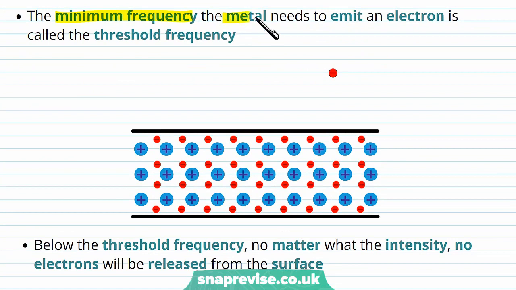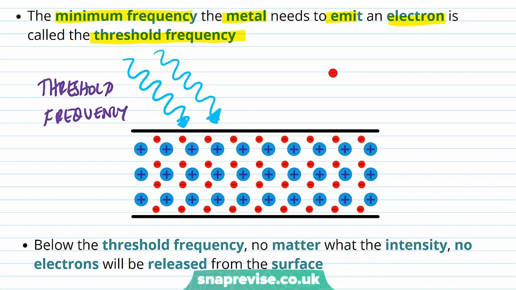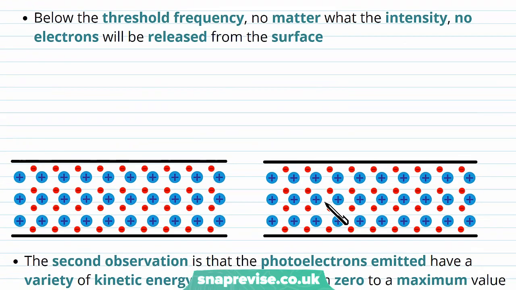The minimum frequency the metal needs to emit an electron is called the threshold frequency. So if we have radiation incident on the surface with a threshold frequency, then it was observed that the first electron would be emitted. So once we reach this threshold frequency, that's when electrons start to be emitted. Below the threshold frequency, no matter what the intensity, no electrons will be released from the surface. So if the incident radiation is below this frequency, no electrons are emitted.